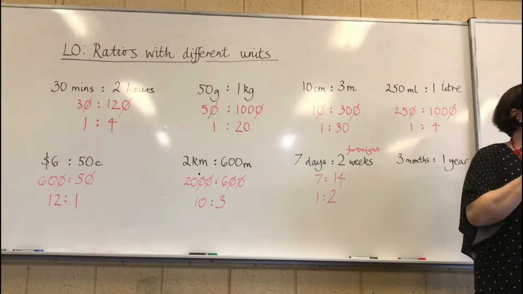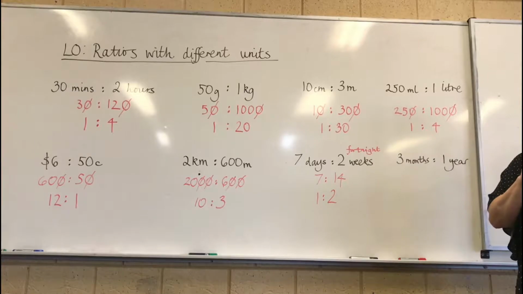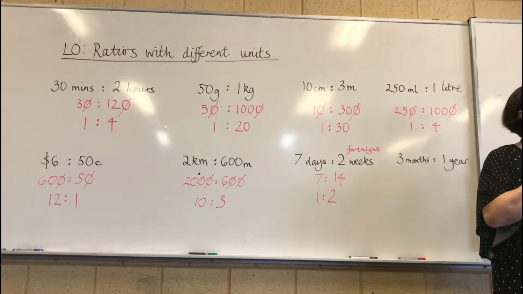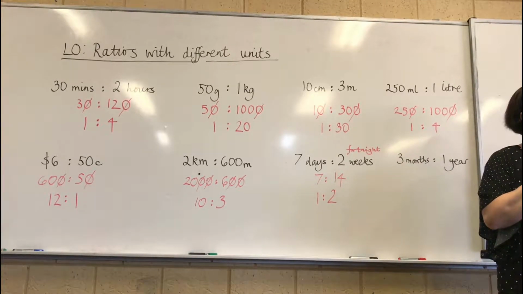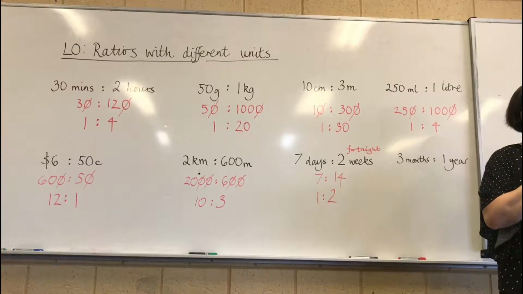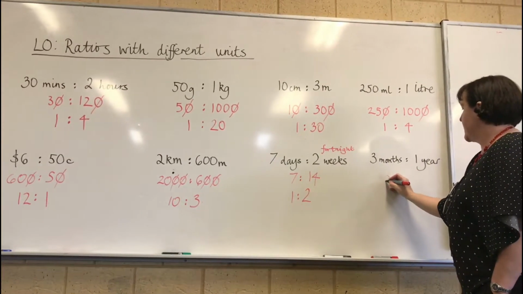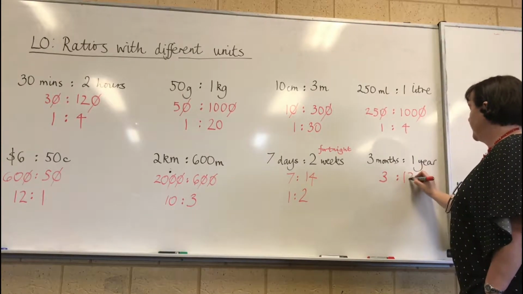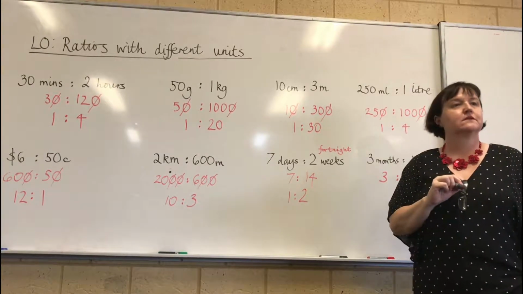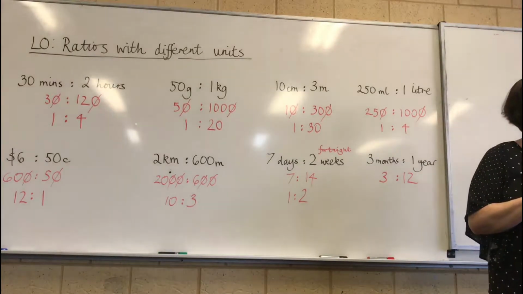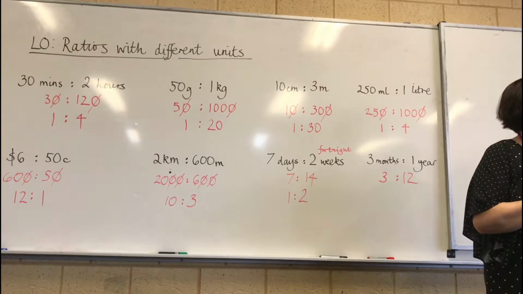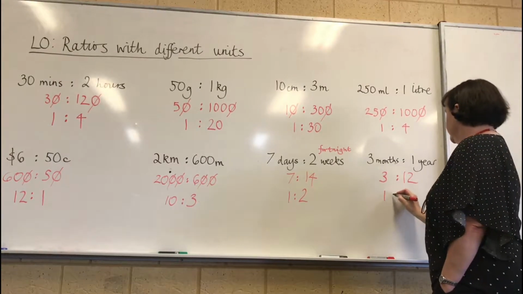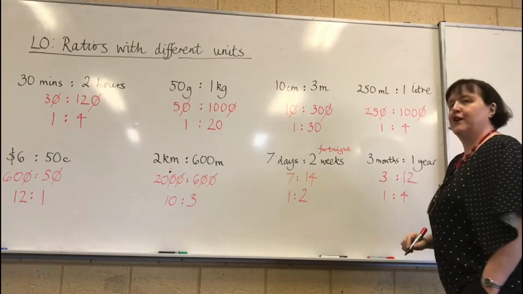3 months to a year then. What do I need to do there? 3 months to a year. Marshall? You change the year into a month. Yeah, how many months in a year? 12. So it's 3 months to 12 months. Highest common factor? 3. So the ratio is 1 to 4. Okay.